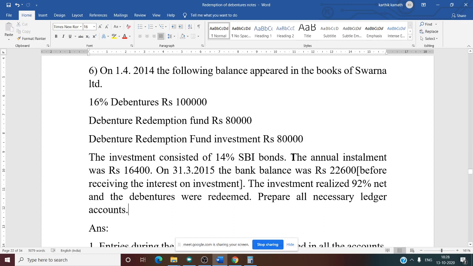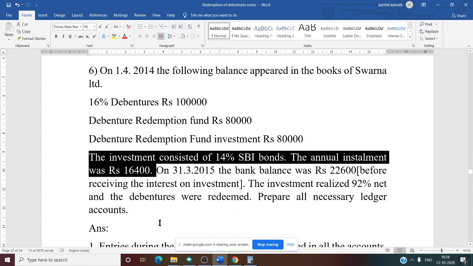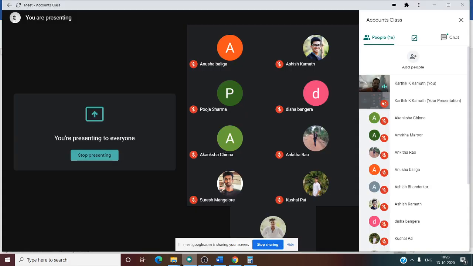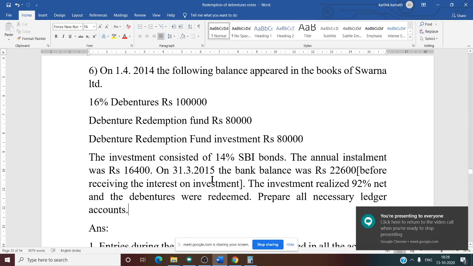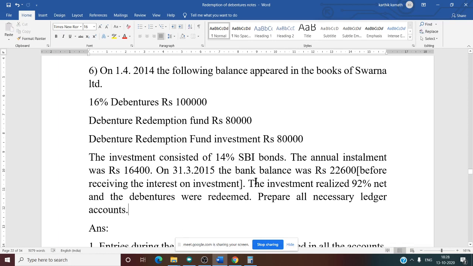Annual installment was 16,400. So what is this annual installment? In this problem, the P&L appropriation amount is directly given. That means you need not calculate a working note. The annual installment is directly given in the problem itself, so that is 16,400. On 31/3/2015, the bank balance was 22,600.